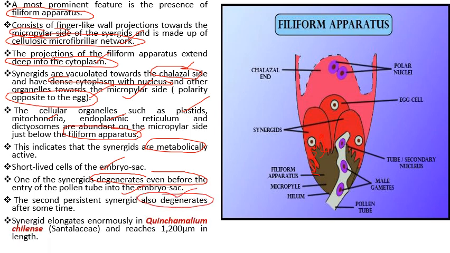Synergids elongate enormously in some cases, like we have Quinqueloculina chilensis. Quinquelium chilense, that is a member of family Santalaceae, reaches up to a length of 1200 micrometer. So इस केस में जो synergids हैं वो enormously grow करते हैं.